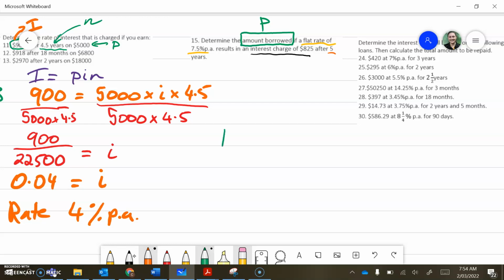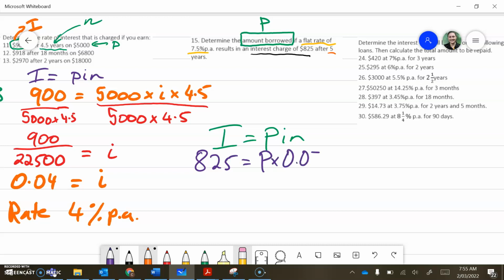So again, we write down our formula. I equals PRN. We know our interest charged is $825. We don't know the principal. Our flat rate of interest as a decimal would be 0.075, and our number of years is 5. To rearrange that, we can evaluate 5 times 0.075 first, if you prefer to do that. So if you multiply 5 by 0.075, you end up with 0.375.